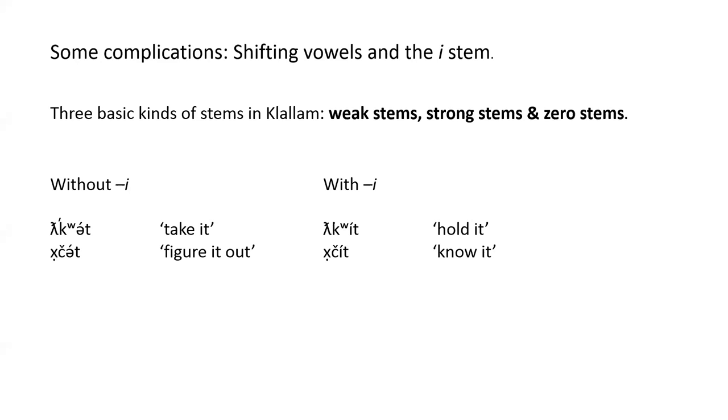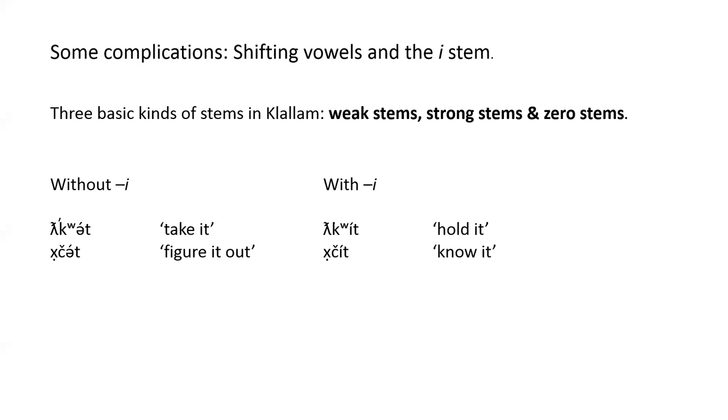In strong stems, the accented vowel does not move. And in zero stems, there is no accented vowel. The schwa gets inserted after the stem to help pronunciation. This brings us to the I stems. Zero stems can take a special I suffix to make a new stem. This I suffix has been called persistent because of the meaning it adds.